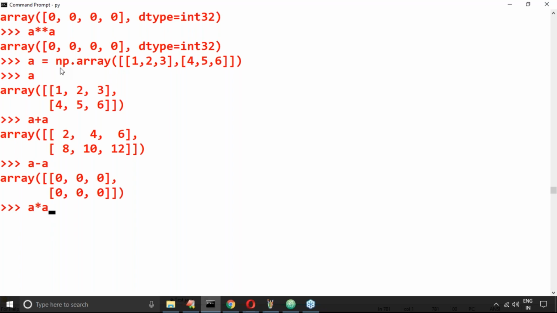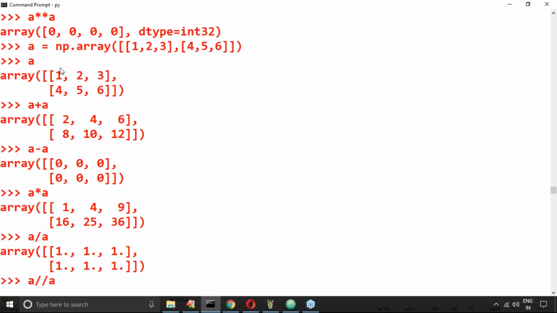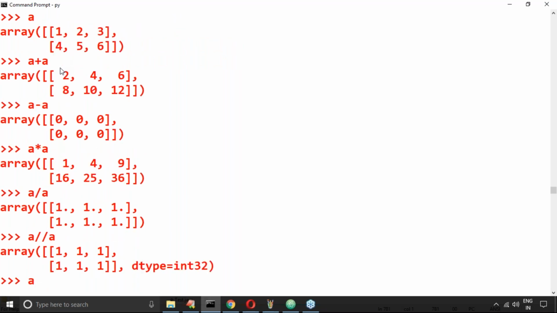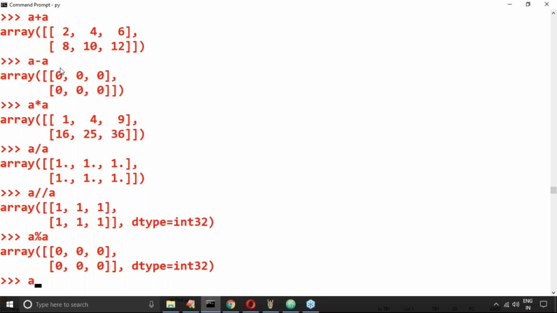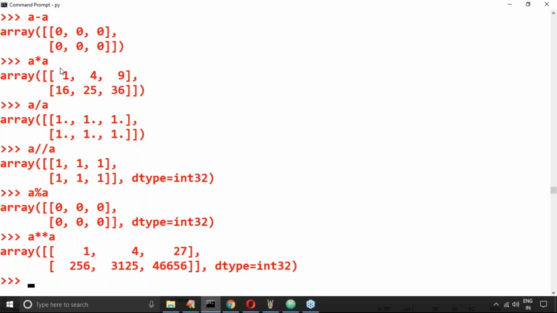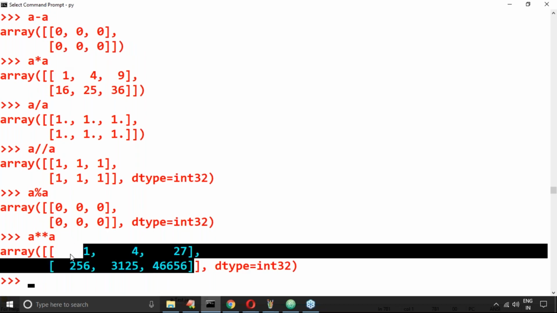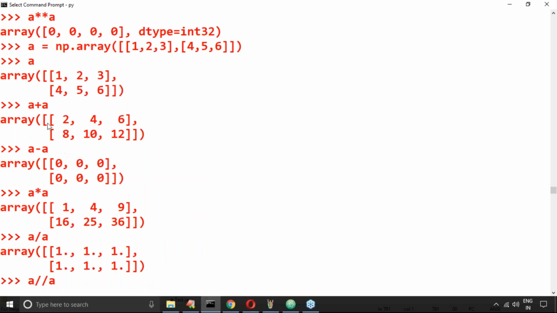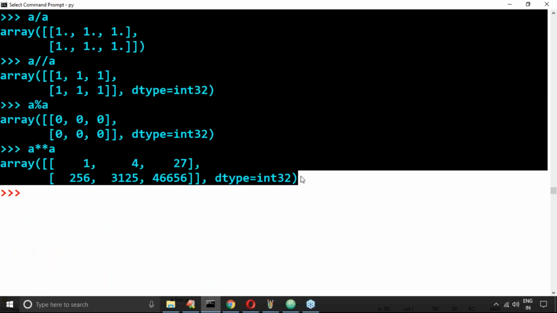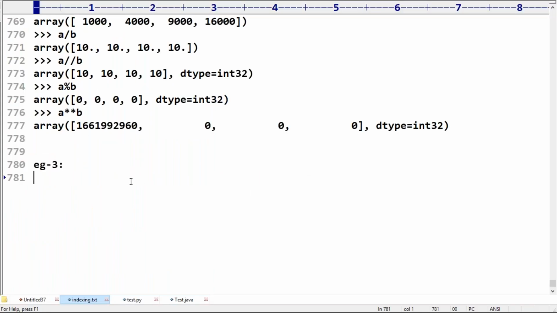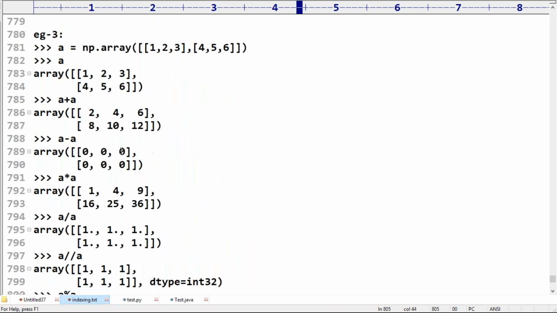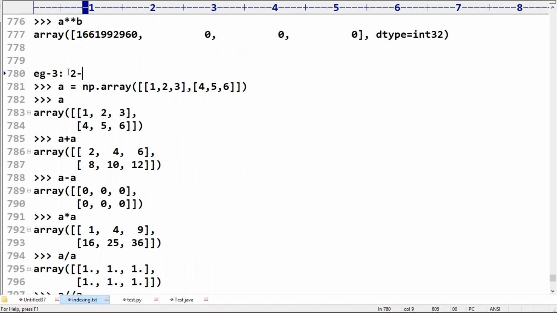A multiplication a, a by a, a floor division a, a modulo a, and a power a. Perfect. Now, have you observed all the values are within the range? That's why proper values only we are going to get. For multi-dimensional arrays also we can apply this, for a two-dimensional array or any dimension. Example: 2D array.